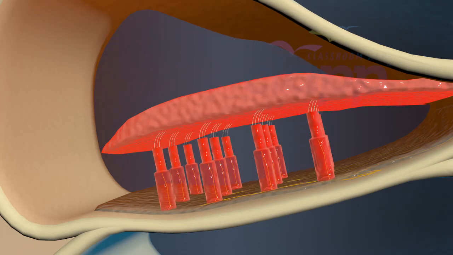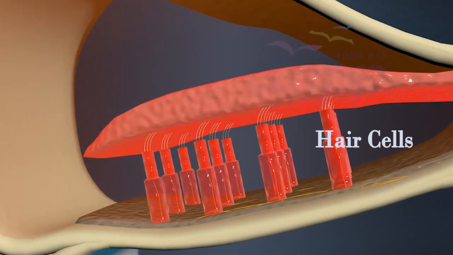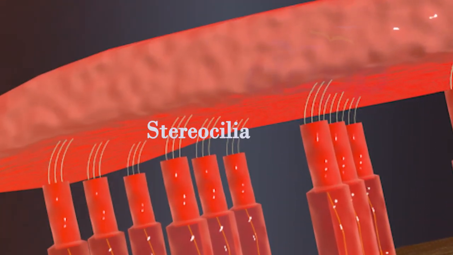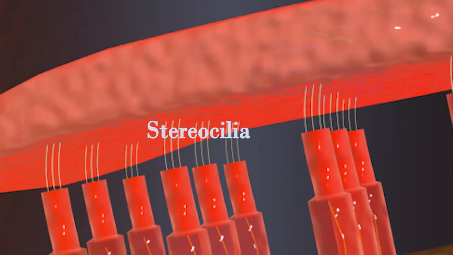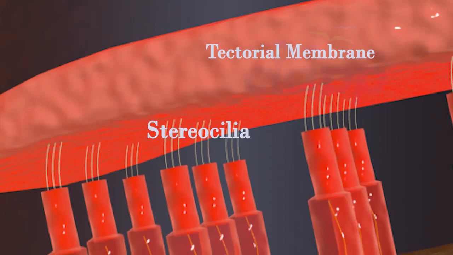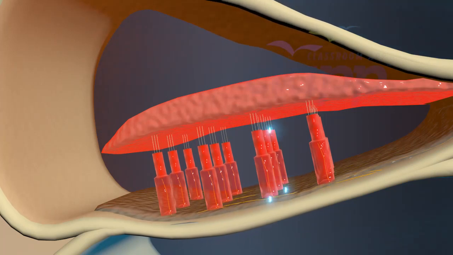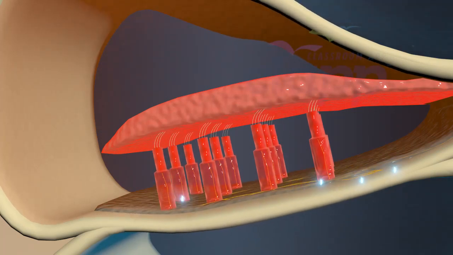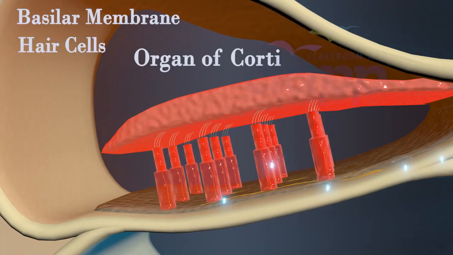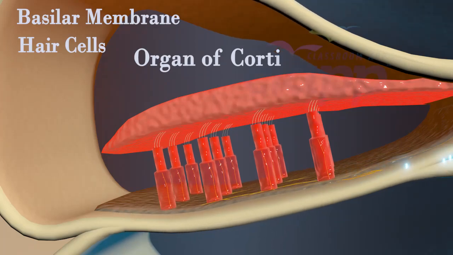The basilar membrane contains thousands of tiny hair cells. These hair cells have hair-like projections called stereocilia that are embedded in an overlying gel-like structure called the tectorial membrane. These hair cells are responsible for transducing sound vibrations into electrical signals. The basilar membrane and the hair cells are together known as the organ of Corti.